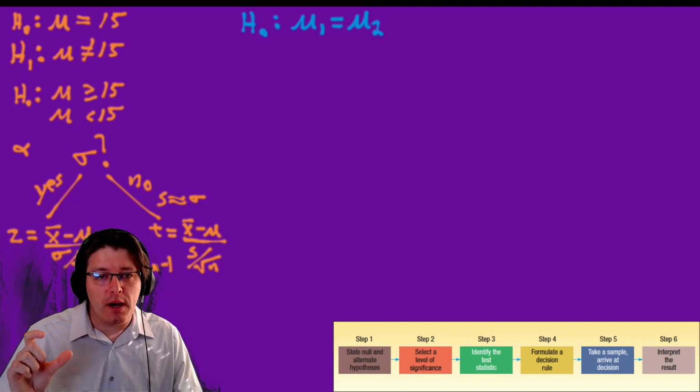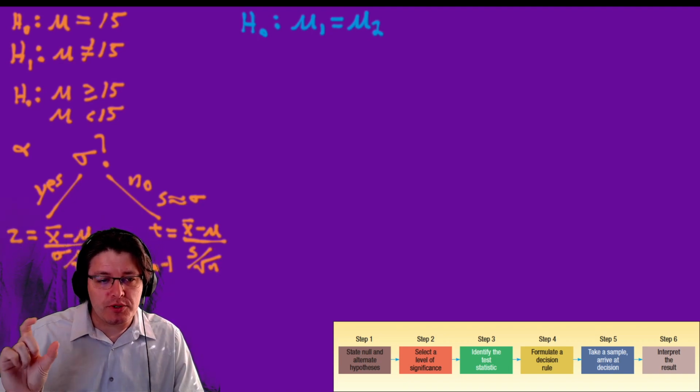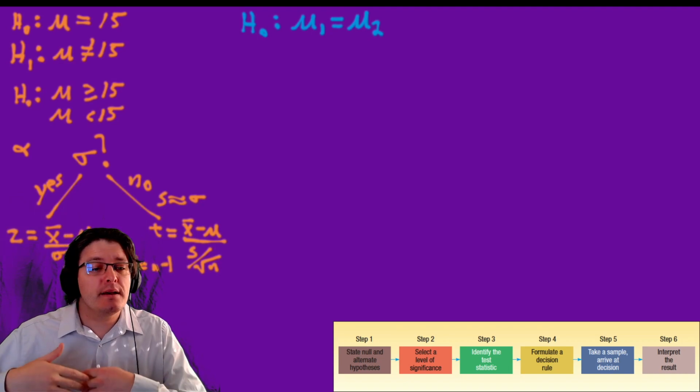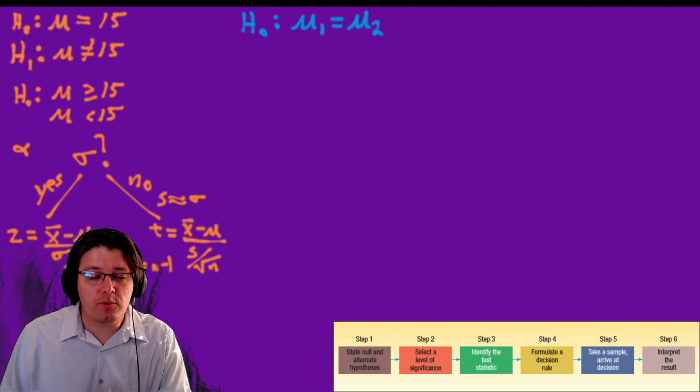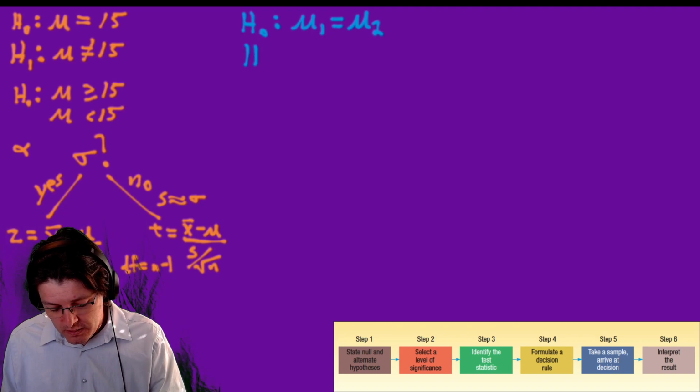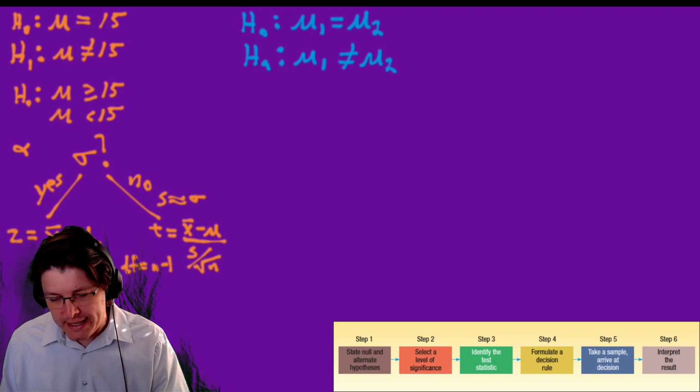Okay, and so what we're setting up is that those two means are the same. We haven't said they're both equal to 52,000. We've just said that they are equal to each other. And of course, the alternative is going to look similar as before, but again, we're comparing these two.